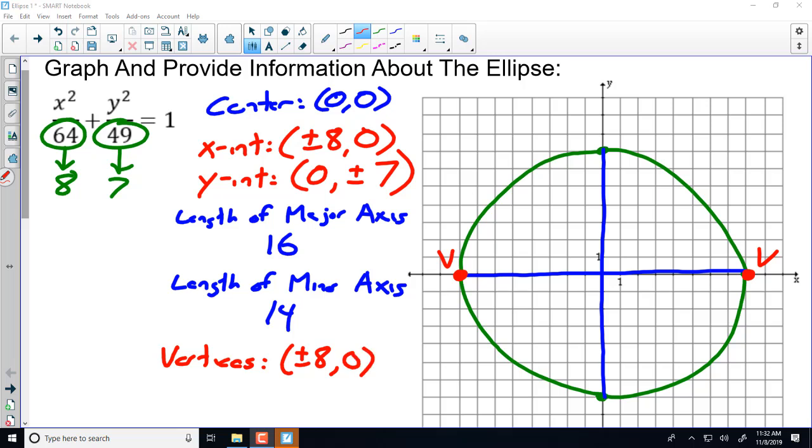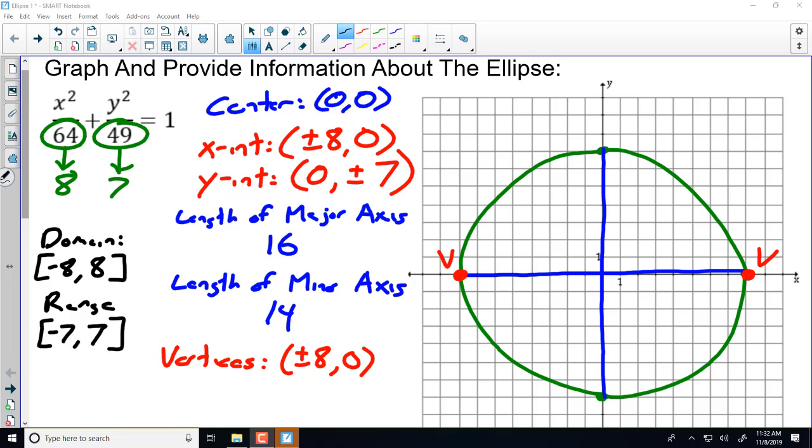All right, what else can we do? Well, we can go from left to right to give our domain. So our domain for this would be -8 to 8. And we can go bottom to top to get our range. So our range would be -7 to 7.